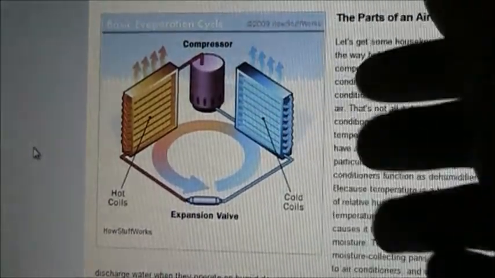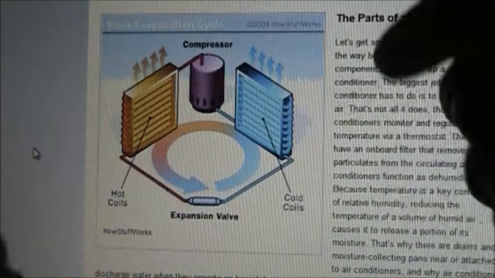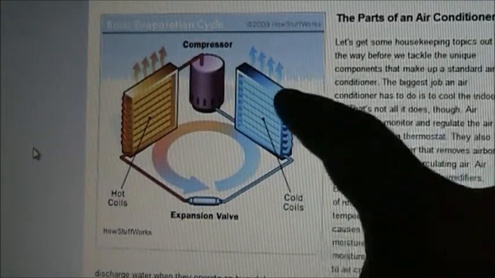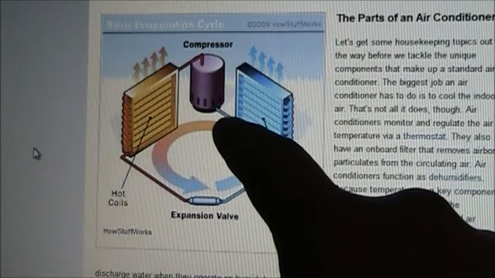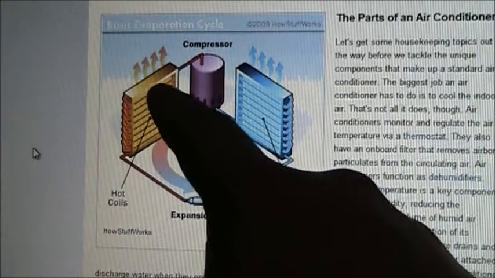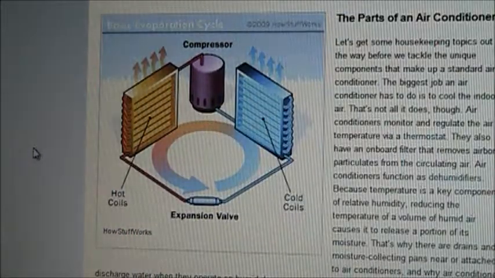You have a blower that blows across the evaporator coil, and that's the cool air that comes out of your vents to air condition your home. Then the refrigerant goes out of that coil in a cold vapor state back to the compressor, where it gets compressed back into a hot vapor through the condenser coil, and the cycle just repeats itself.